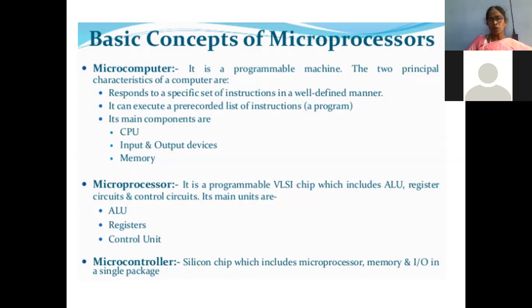Coming to the microcontroller, in addition to the microprocessor, a memory device is also available in a single package, and that is called a microcontroller. A microprocessor consists of only ALU, registers and control unit, and a microcontroller has the additional memory unit. All these four units are available in a single IC, which we call a microcontroller.